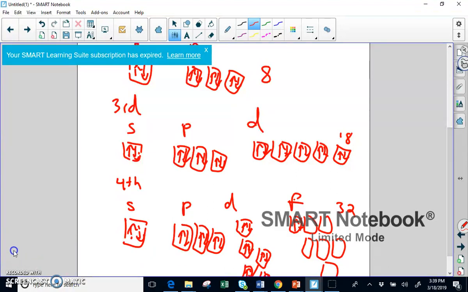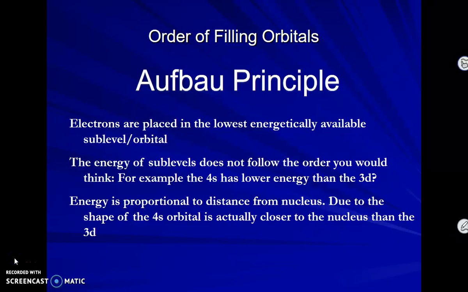You need to be able to recreate this diagram for yourself following the rules. The last thing we have to talk about in this lesson is how electrons fill these orbitals. You might be surprised, they don't fill in order. It doesn't fill all the first energy level, well, actually it does with the first energy level because there's only one. But it doesn't fill all the third energy level sublevels before the fourth. The rule, determined by the Aufbau principle, is that electrons are placed in the lowest energetically available sublevel or orbital.